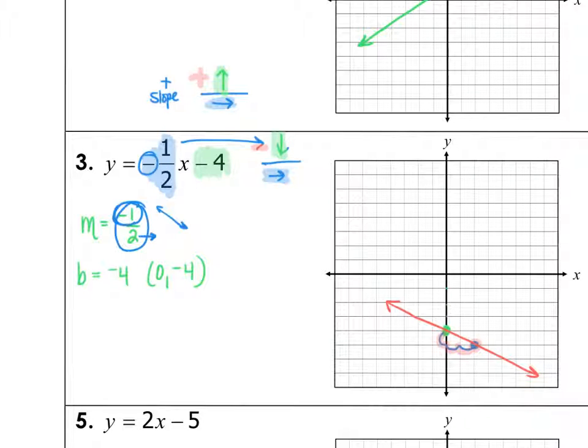Let's check it. So I have a y-intercept at -4. 1, 2, 3, 4, yes. Is my slope going down 1 over 2 for rise and run? 1, 1, 2, yes, down 1 over 2. Slope is -1 over 2, and there's the line.